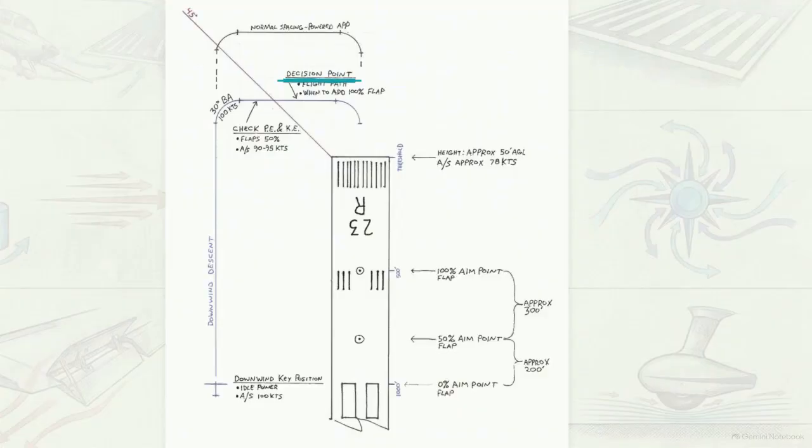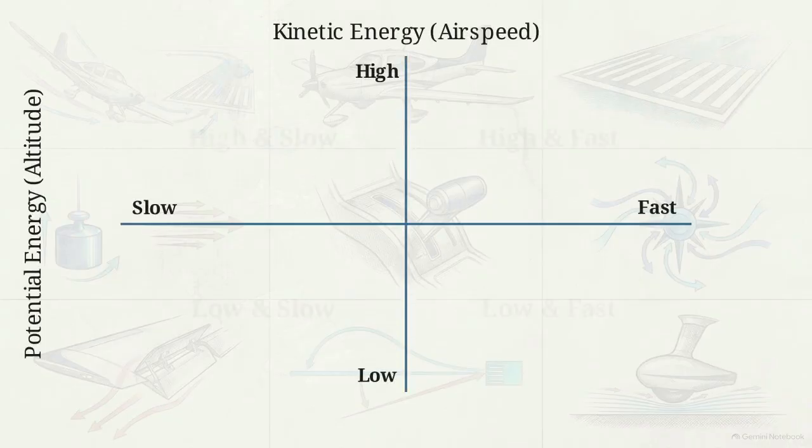As you enter the final approach, you reach the decision point. This is where you perform a second energy check to verify if your current path will reach that newly shifted aim point. If your path and speed are correct here, you deploy 100% flaps. This pulls your visual aiming point an additional 300 feet closer to the threshold. This matrix shows how to troubleshoot your approach.